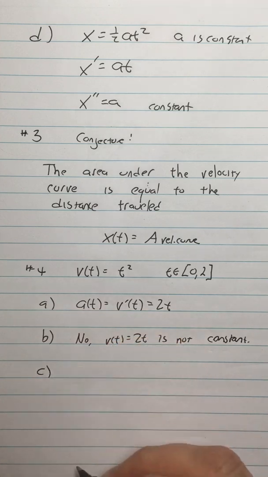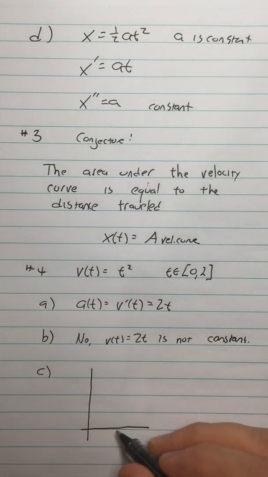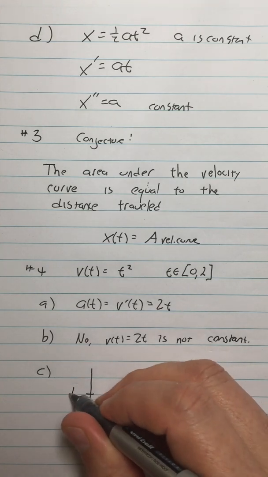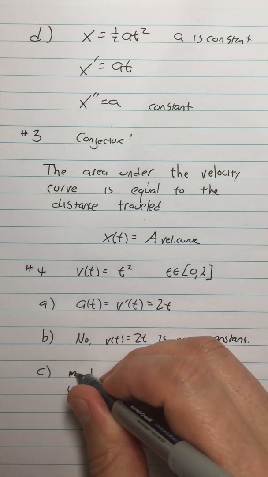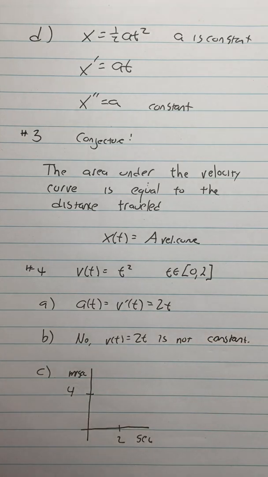So part C, we're going to sketch the velocity function. So we have our 2 seconds and our 4 meters per second that we keep using. This is our velocity in meters per second. This is our time in seconds. Sketching the graph. Let's see.